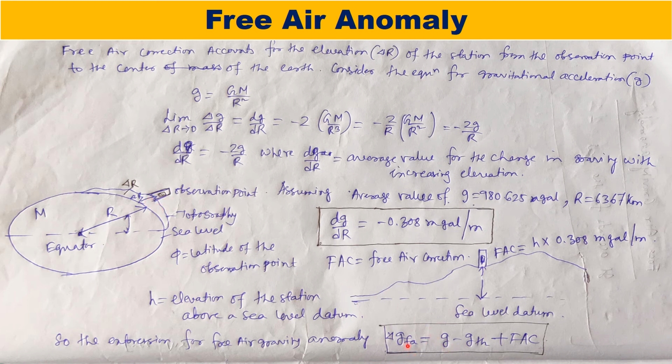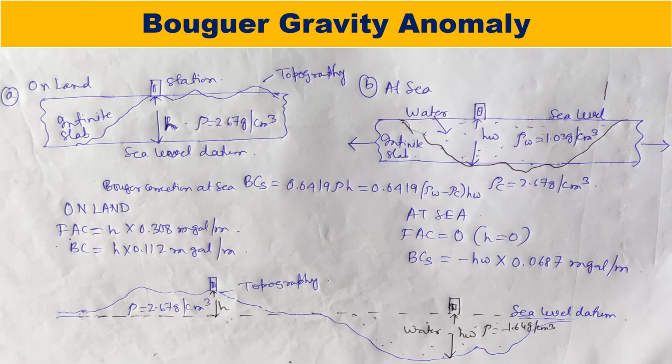So what is then the free air gravity anomaly? The observed value subtracted from the theoretical gravity is the gravity anomaly, and it has to be added with the free air correction to compensate for the gravity loss due to the elevation of the station from the center of the earth. Okay, now the next very important thing is the Bouguer gravity anomaly. So what is that anomaly?